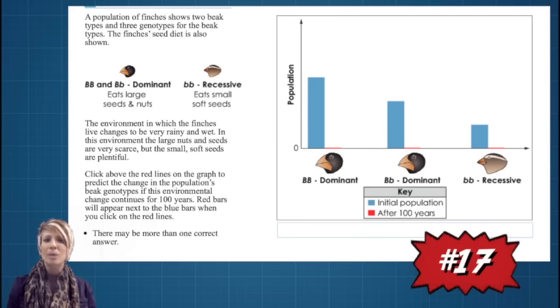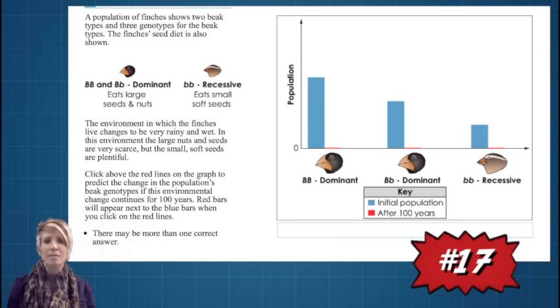We've got the bird with the bigger beak. We've got big B, big B, and big B, little B. So we know that big B is dominant. Big B, big B, big B, little B, whatever it is, those are the genotypes. Genotypes talks about the letters that it has. And it eats large seeds and nuts.